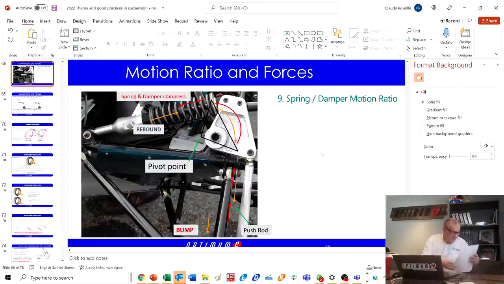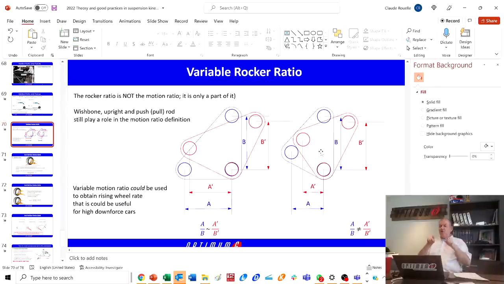More questions here. Thank you for all your questions, guys. I appreciate that. When calculating the motion ratio of the pusher, it should be calculated from the lower... No. That is not the motion ratio. It's good that we are speaking about that here. That's the rocker ratio. And the rocker ratio is one of the elements in the chain of the motion ratio, wheel versus spring and damper.